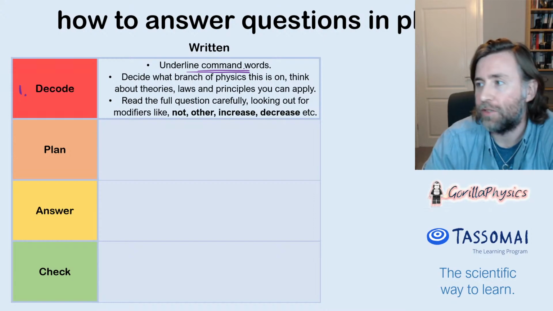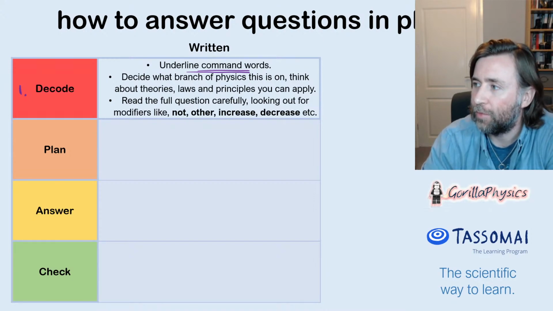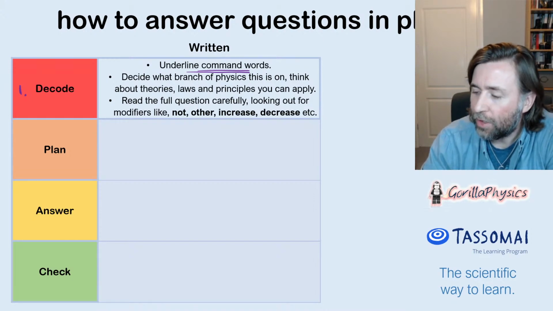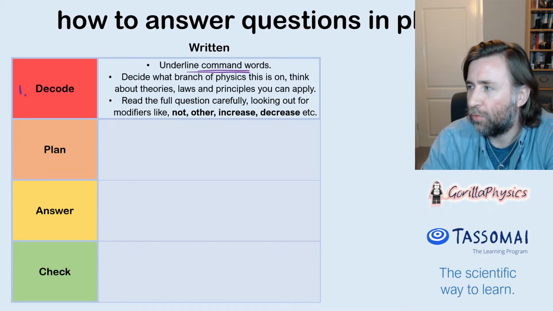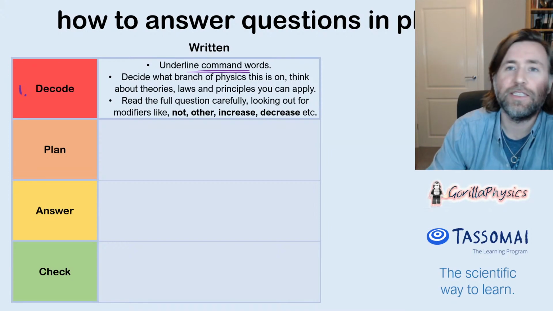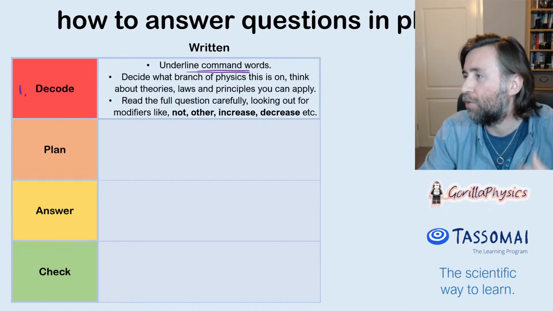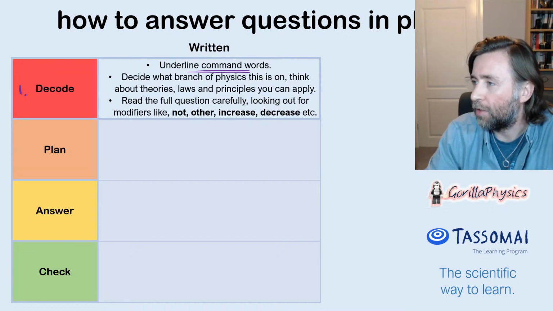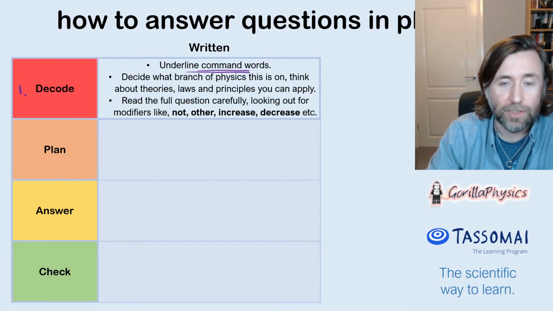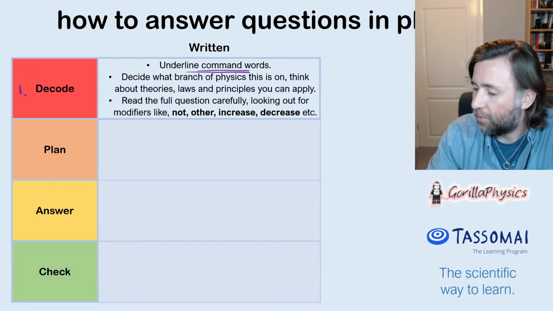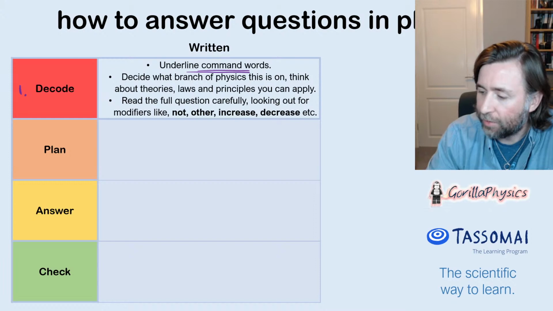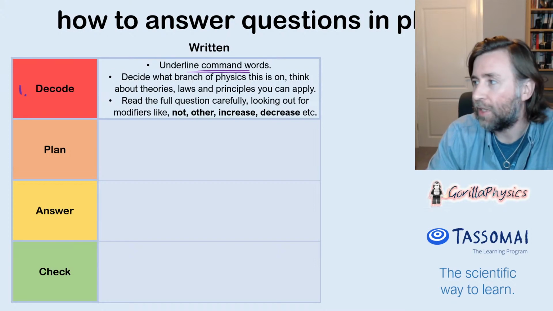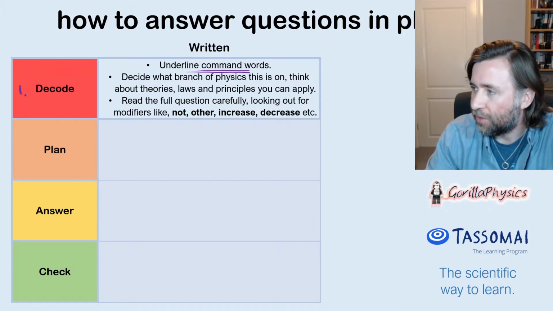And I strongly suggest you stick to just underlining the command words. And then decide what kind of branch of physics this question is actually on. What part of your syllabus is this question all about? That will narrow down your thinking, and you bring to mind all the important things that you need to state in that area of physics. Think about theories, think about laws, the big important things that your teacher will have put forward that you can apply to the question.